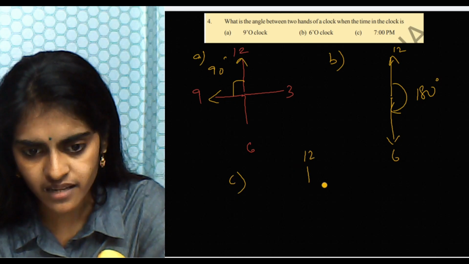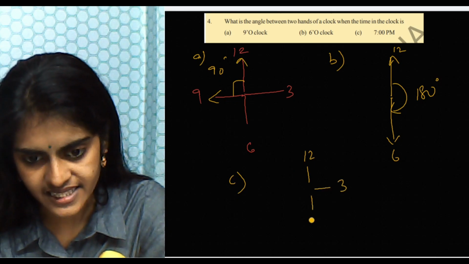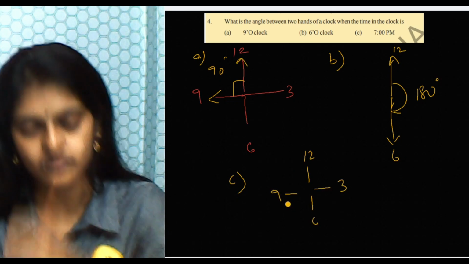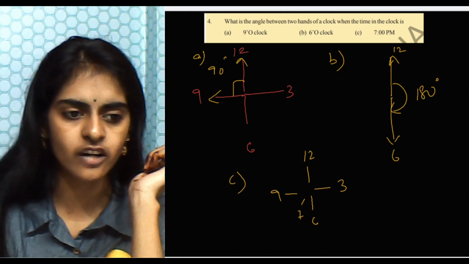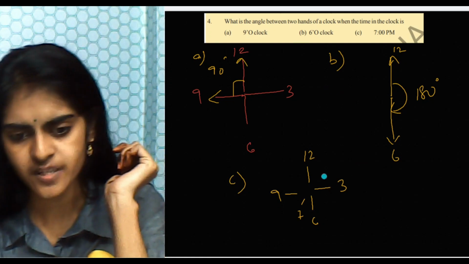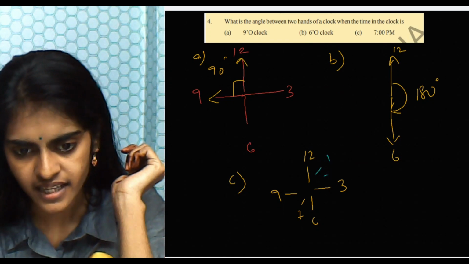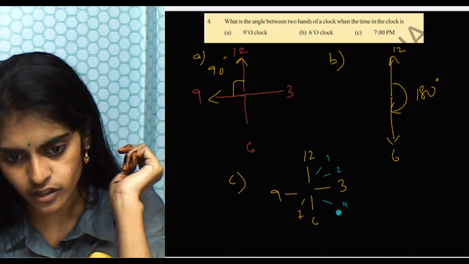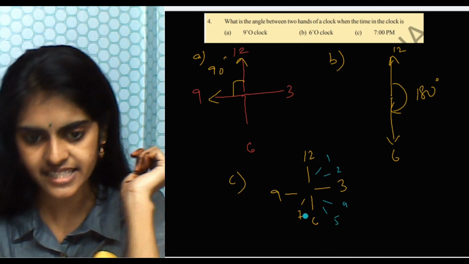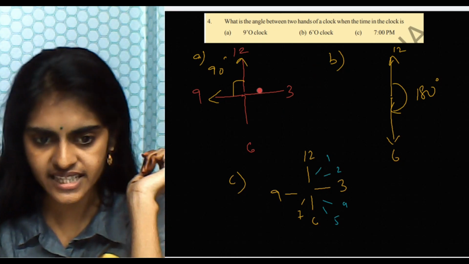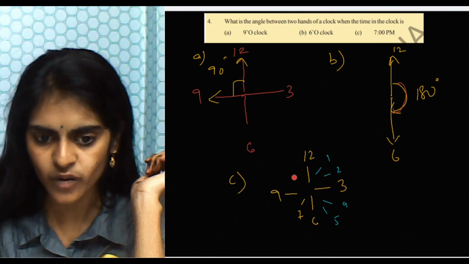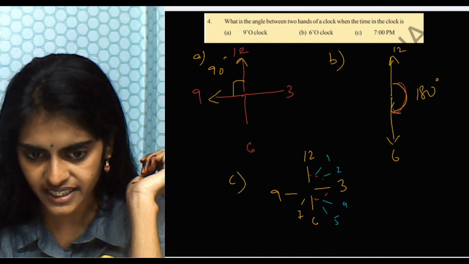Now next, for 7 o'clock. This is 12, this is 3, this is 6, and this is 9. Here you will have 7. A simple explanation: here you will have 1, here you will have 2, after 3 you will have 4, 5, after 6 you will have 7. Now from 12 to 6, this is nothing but 180 degrees. So this complete thing is 180.